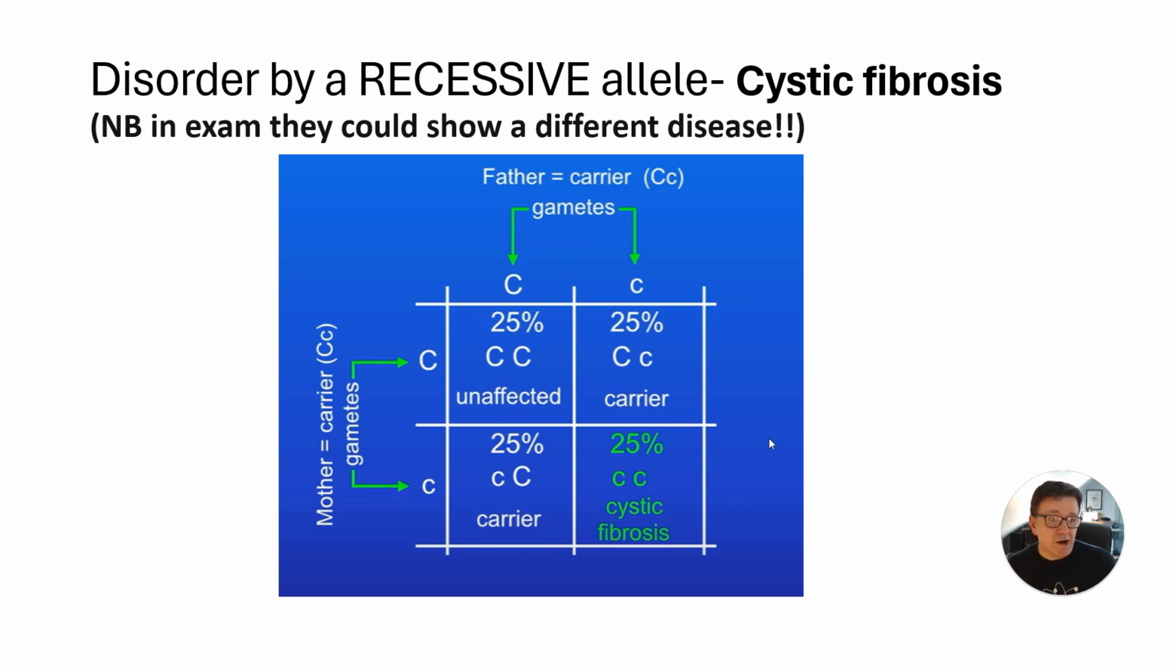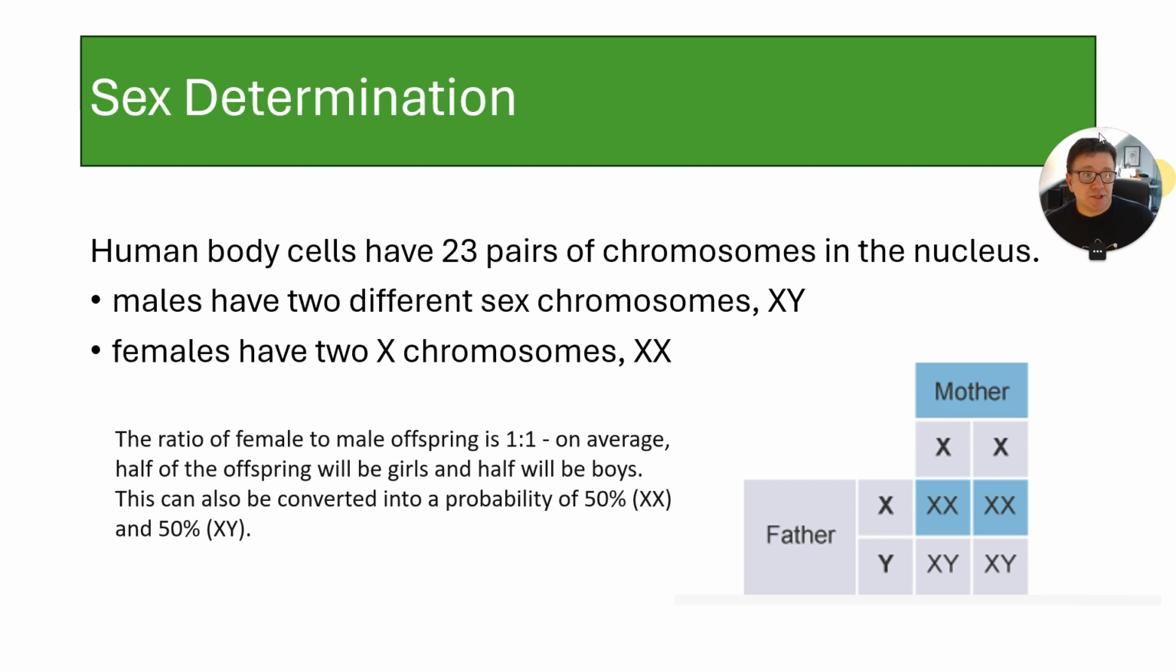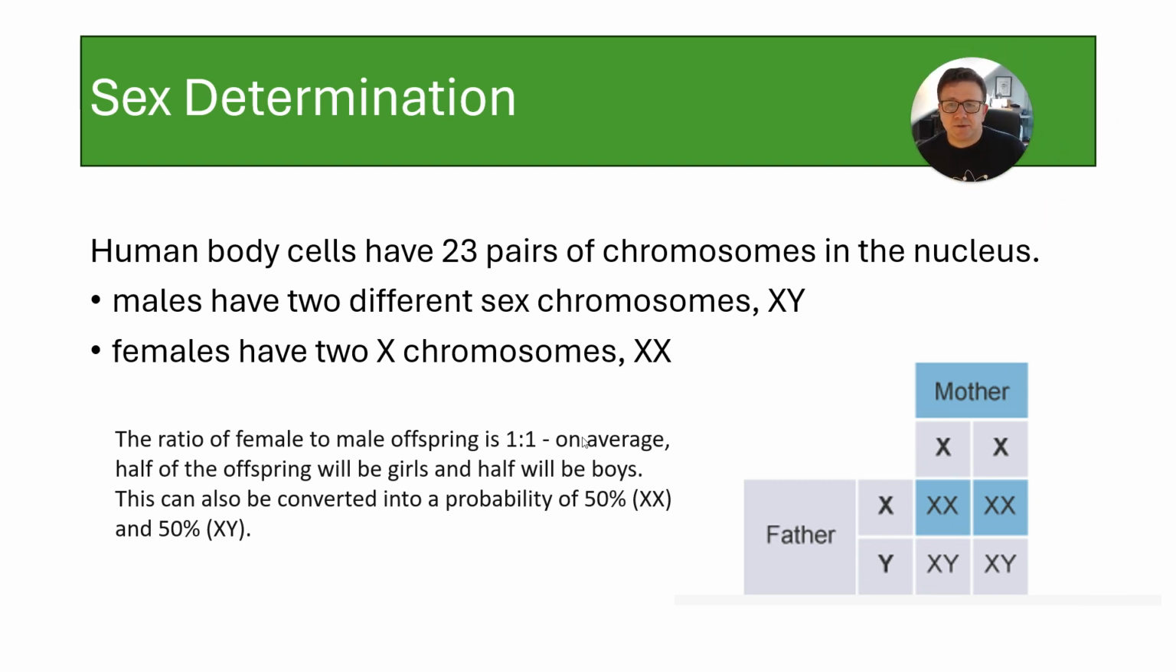You can get about 5 marks doing Punnett squares like that, so it's well worth having a go at them. Sex determination, this didn't come up, so again they might ask you to determine. So you need to know human body cells have 23 pairs of chromosomes in the nucleus. That's 46 chromosomes. Males have 2 sex chromosomes, X and Y. Females have X and X. And they might ask you to do a Punnett square. If they do, it will look like that. And it's a 1-to-1 ratio basically, so half the offspring will be girls, half will be boys.